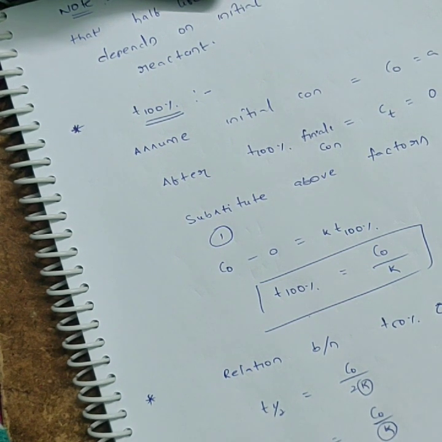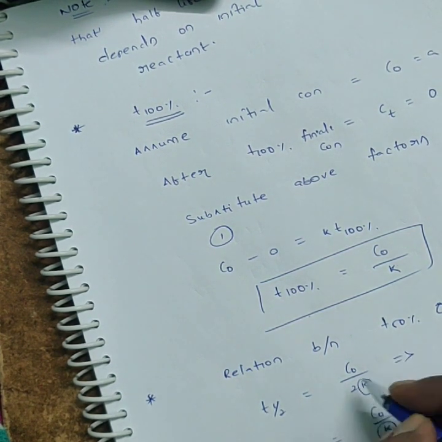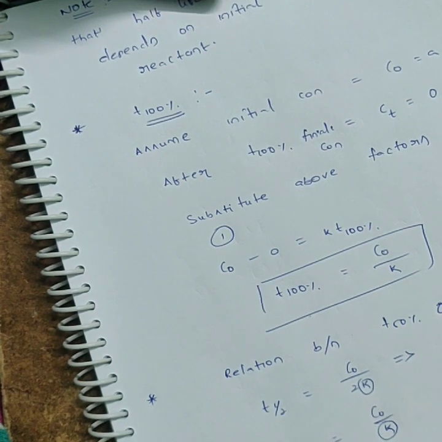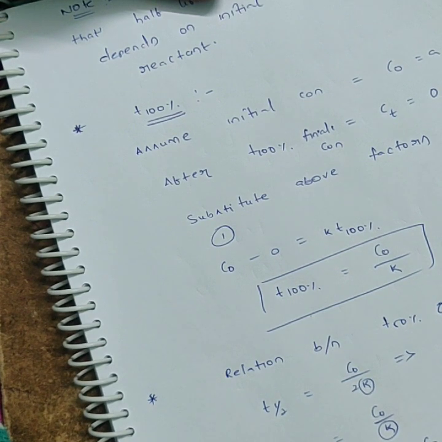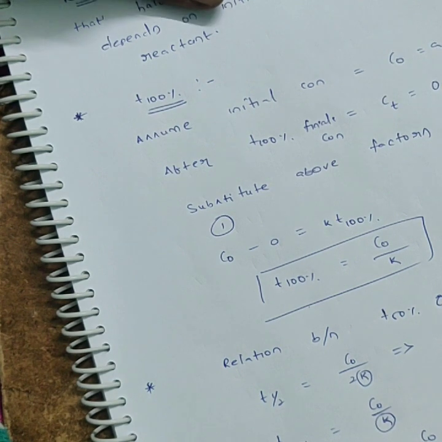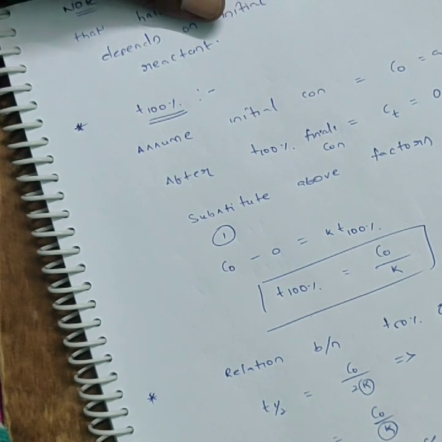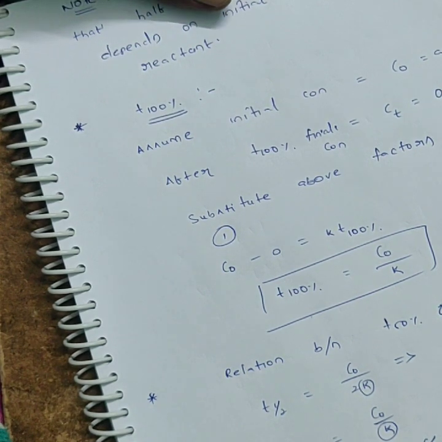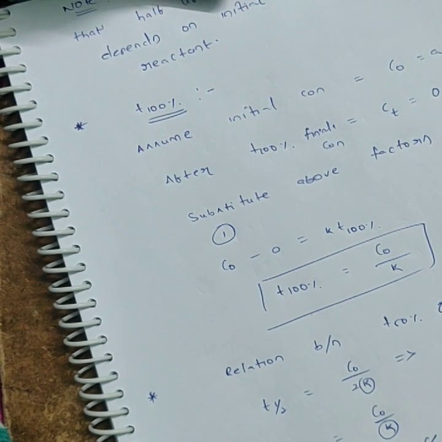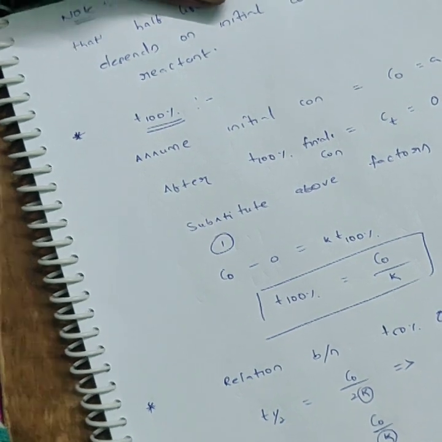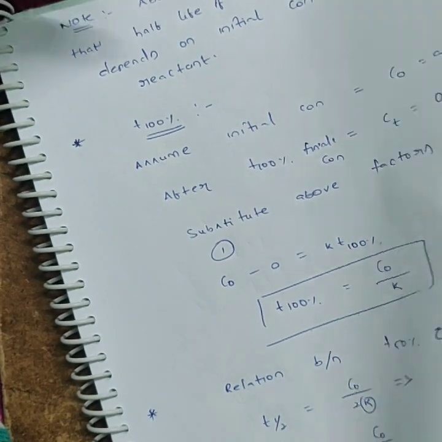So shall I relate like this? Here k is equal to C naught by 2 t-half, which equals C naught by t 100%. So here C naught is common. So t 100% is equal to 2 times the t-half. Like this we can relate even t 75% with t 50%.